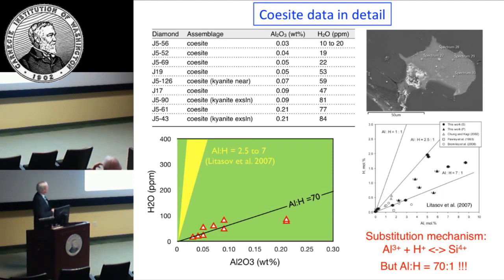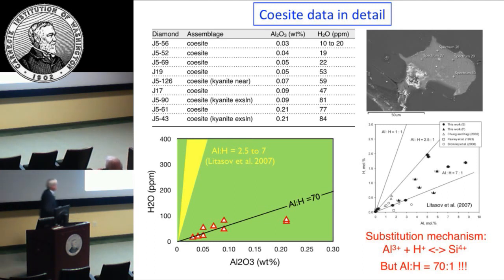The Coesite should have a very nice substitution mechanism that involves aluminum 3+ with water substituting for silicon 4+. And that's been studied a lot experimentally, especially in stishovite, although I'm saying this is Coesite at high pressure, but in stishovite it's been well studied. And you should expect some sort of substitution that would give you an aluminum to hydrogen ratio somewhere between 2 and 7, as shown by Litosov here, probably work they did at the geophysical lab.